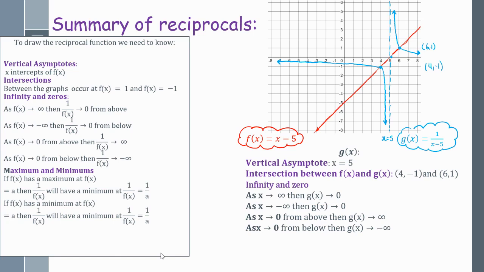The last thing is, when f of x has a maximum, my reciprocal will have a minimum. When f of x has a minimum, my reciprocal will have a maximum. As you can see here, there are no maximum or minimum values in y equals x minus 5, so there are no maximum or minimum values in my reciprocal function.